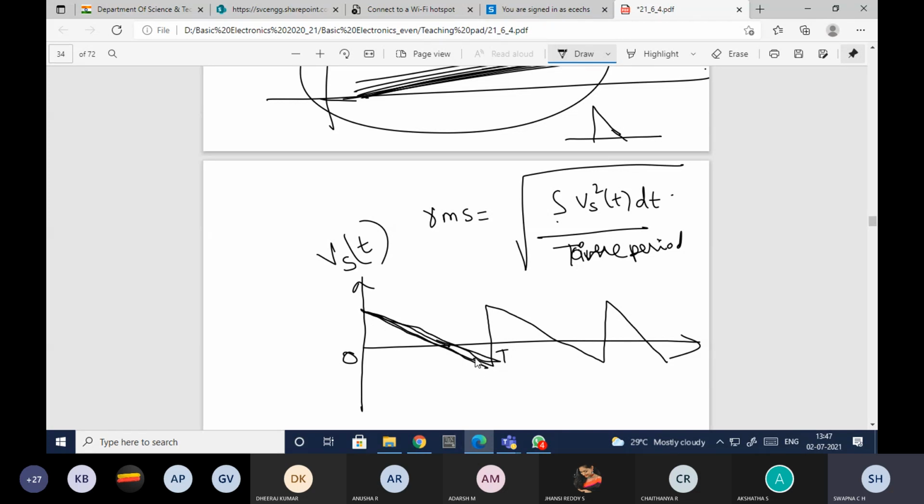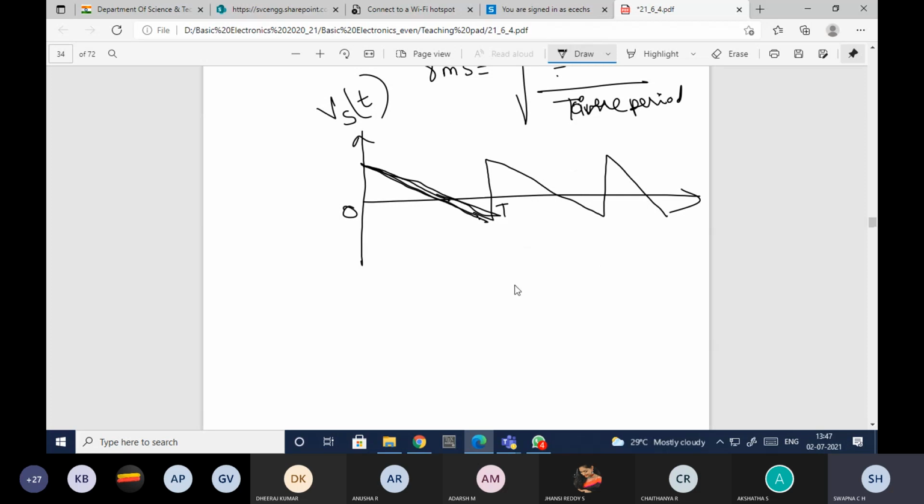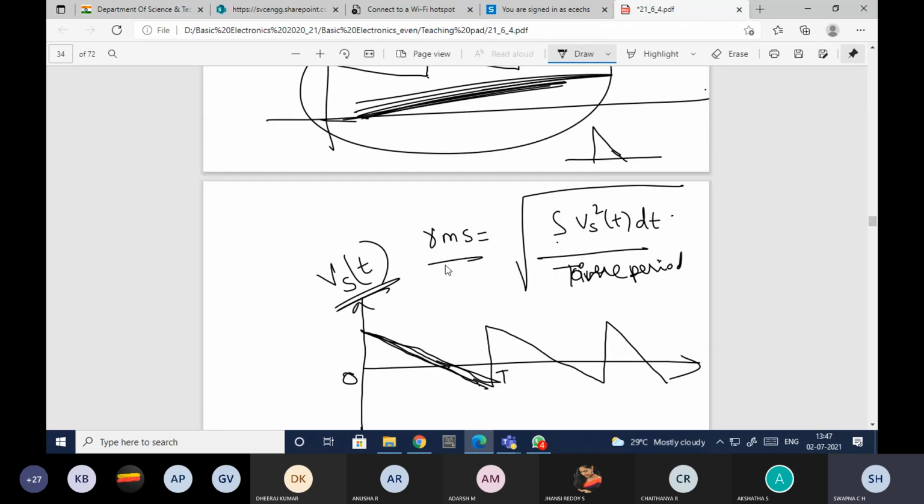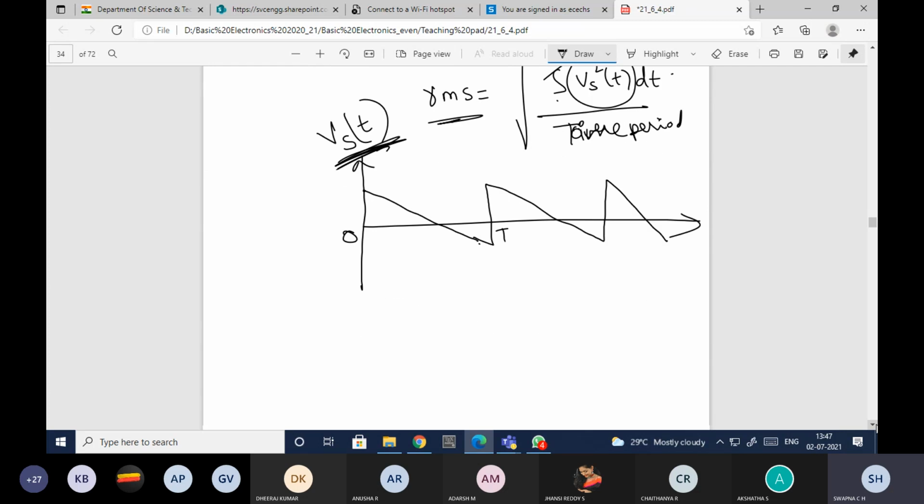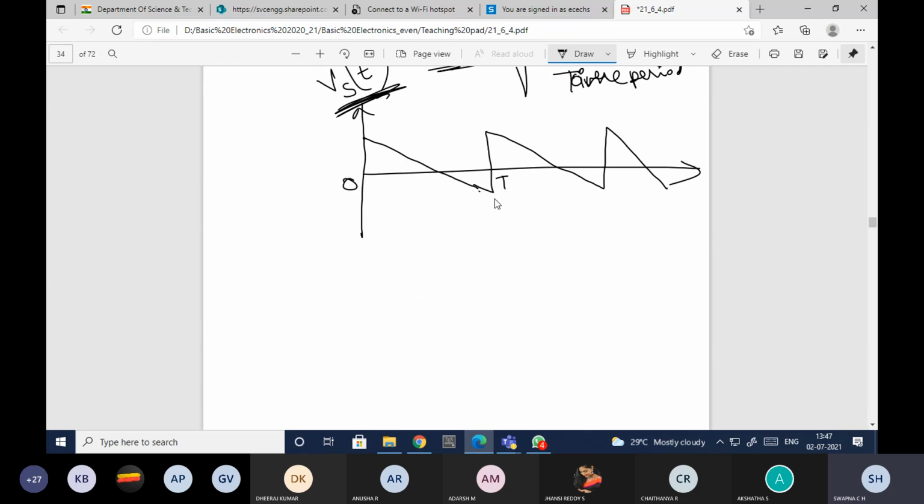How will you find the equation of this straight line? Vs of t equation is required, right? If you want to find the RMS value, you need to know what Vs of t is, so that you'll be able to take the square of that. Vs of t is nothing but the equation representing this waveform over one time period. So how will you get the equation for this straight line?